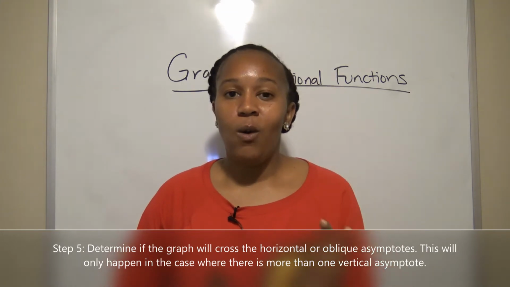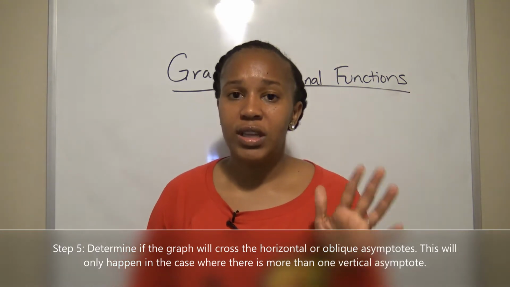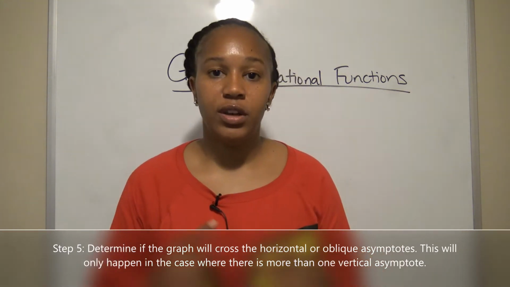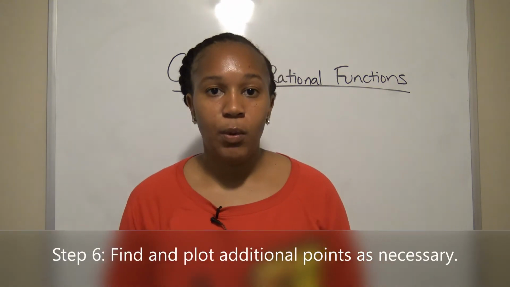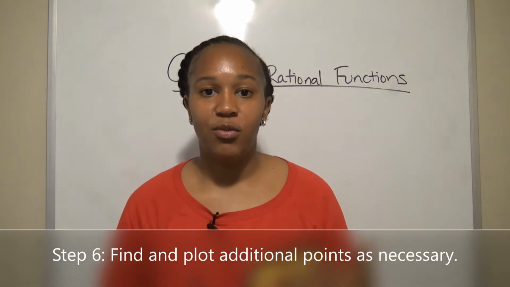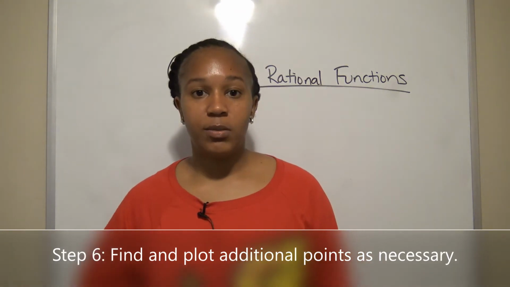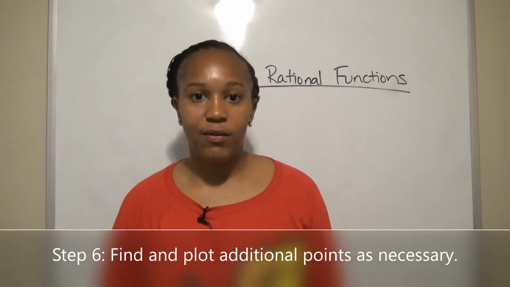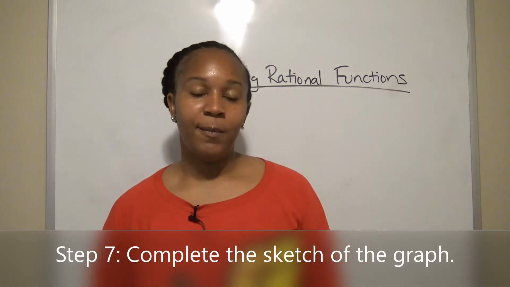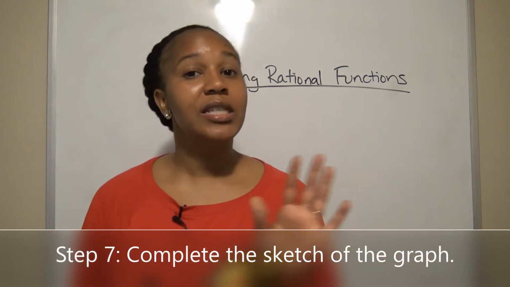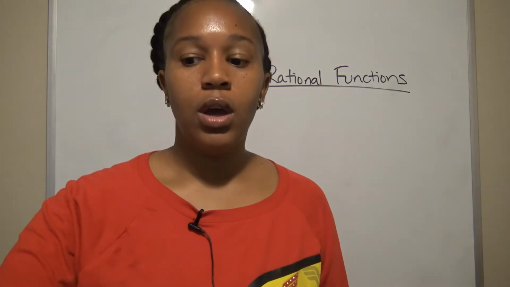And that can only happen whenever you have more than one vertical asymptote. So step 5, you would only have to do in the case where there's more than one vertical asymptote. Step 6, you want to apply any additional points as necessary. So you may not have enough points to determine where your curves go. So if you don't, just pick some extra points to plug in and get a value for, so that you can complete your graph, which is step 7, complete the sketch of the graph. Okay, so I know that's a lot of steps. 7 steps. It's not that bad though once you go through it. Just take your time and go through it. So we're going to go through it with an example.